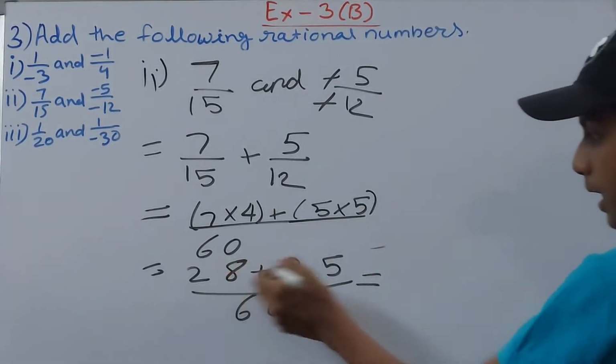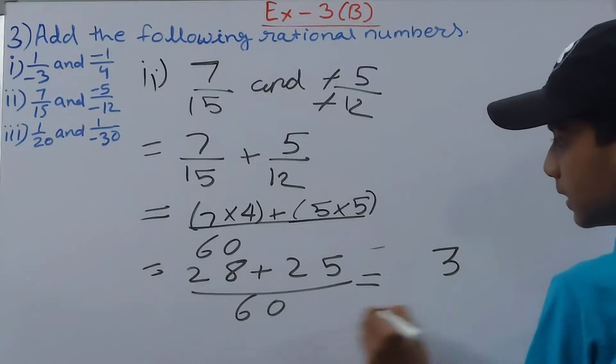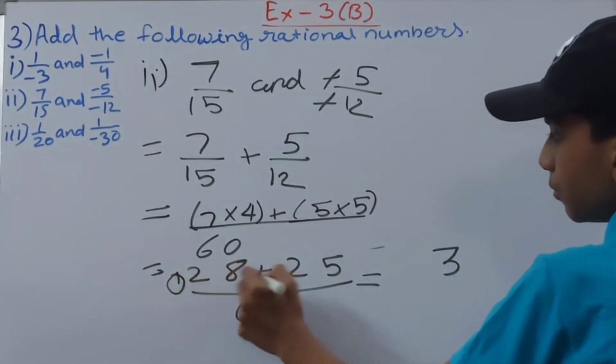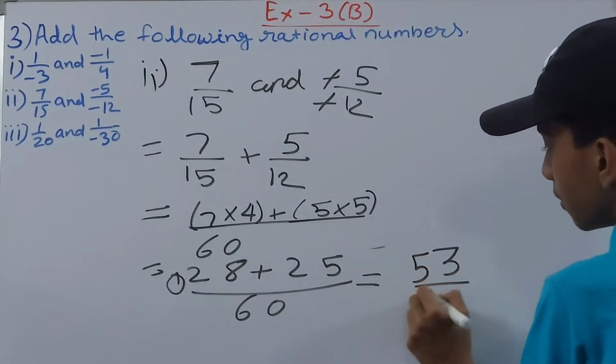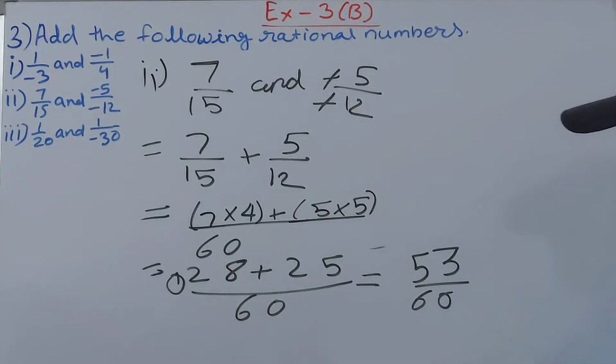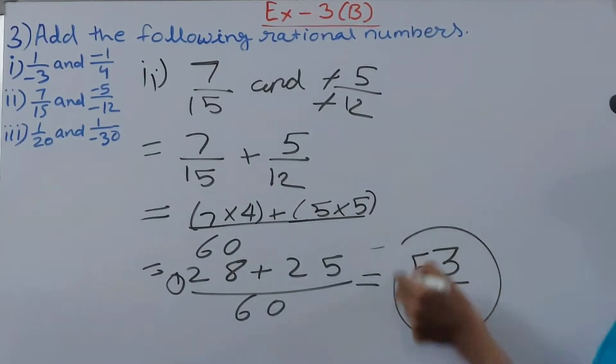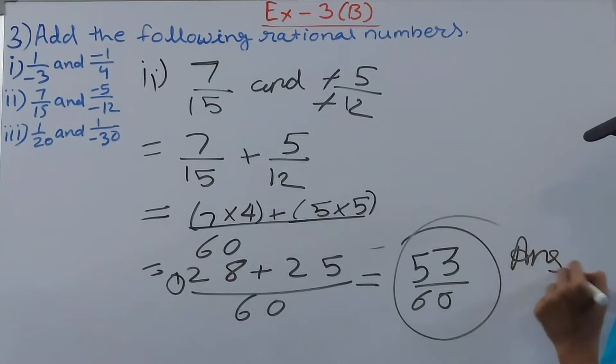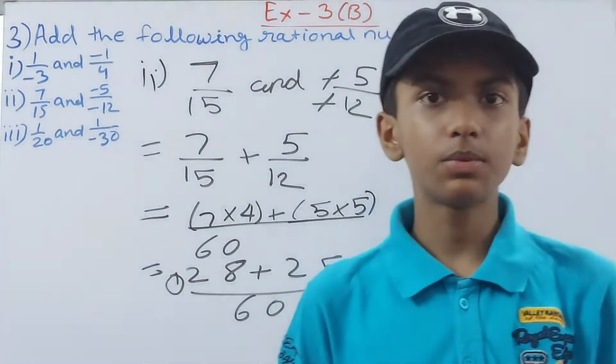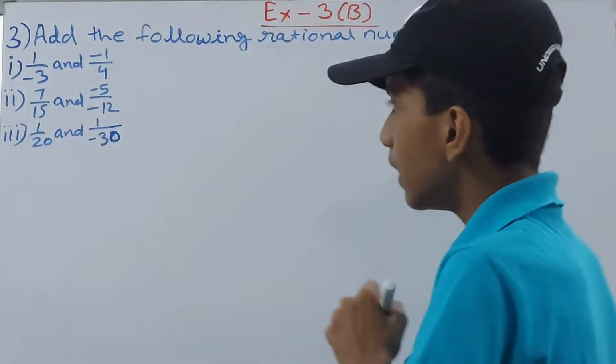So solve this. 8 plus 5 is 13, and 1 carried over, so 2 plus 2 that will be 5. 53 upon 60. Can this be cancelled? No, 53 is prime, right? So this is our answer. Now let's move on to the next part.